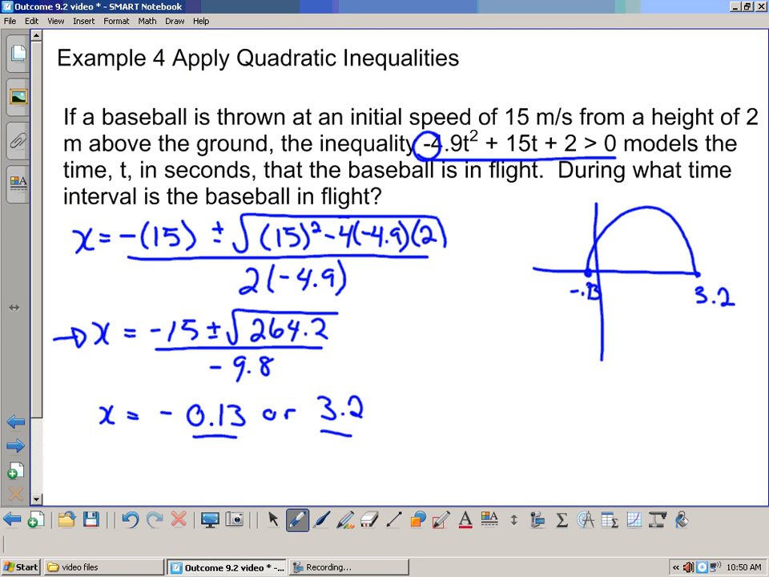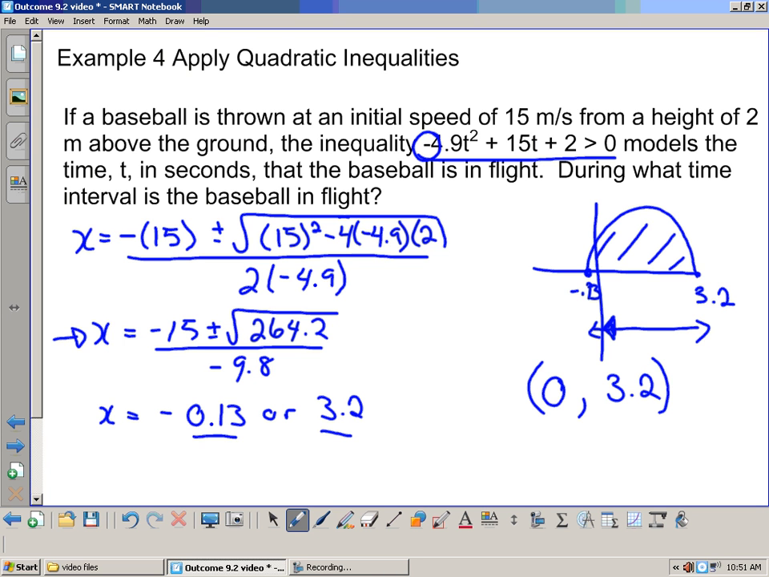So the expression is greater than 0 in all of this area. So we're looking for that time interval in between negative 0.13 and 3.2 seconds. However, we can't have a negative time, and so our interval actually stops when the time is 0. So our smallest value for our time would be 0. Our largest value would be 3.2. 3.2 would not be included in our set, and so it would be a curved bracket. At 0, the ball is not yet in flight, and so it also would not be included.